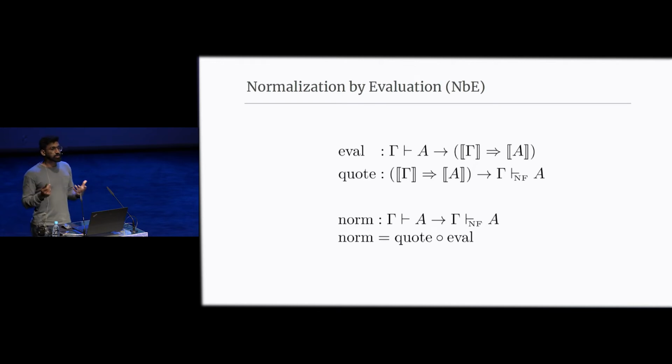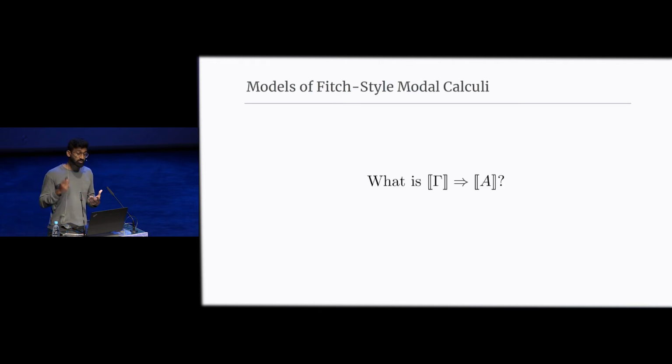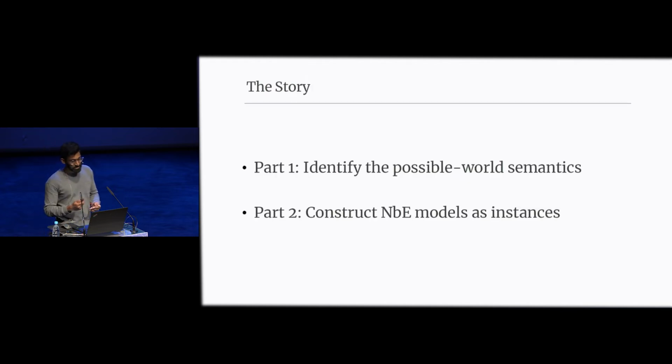But of course, the critical question when it comes to implementing NBE is always, what is the semantic domain? What is the interpretation of context? What is the interpretation of the types? And what is this fat arrow that I haven't told you what it is about, right? So this basically is asking the question of what are models of Fitch-style lambda calculi, modal lambda calculi.